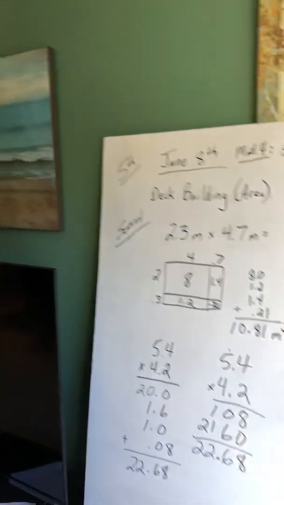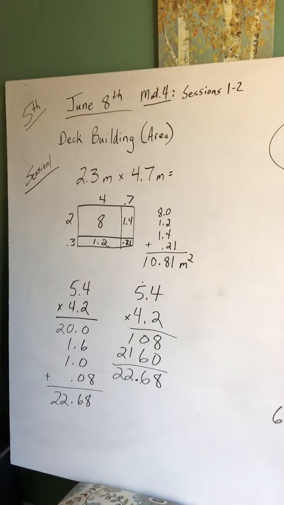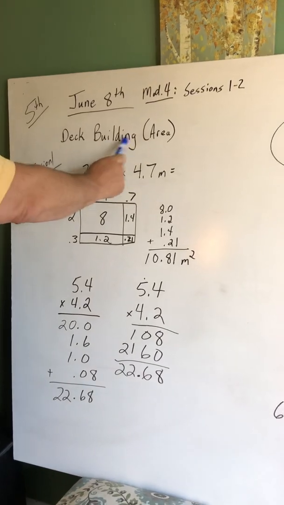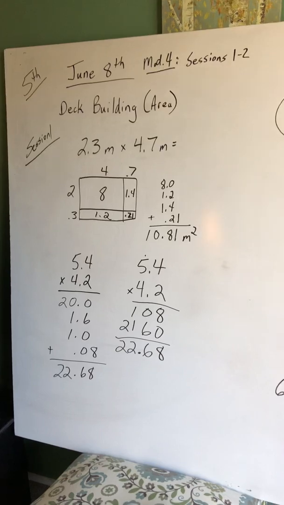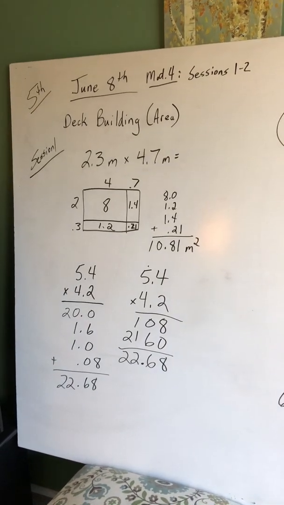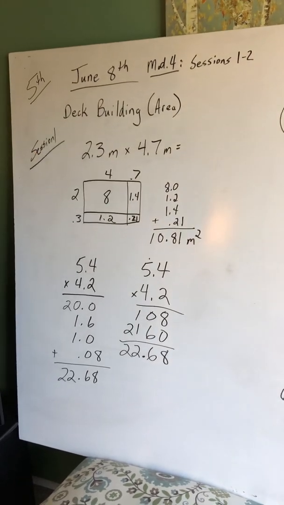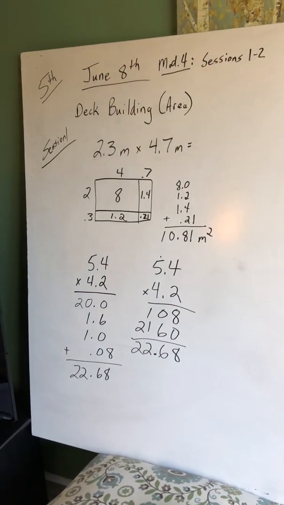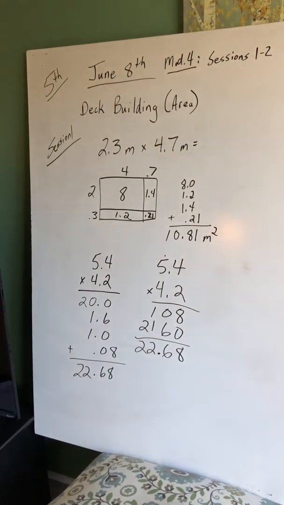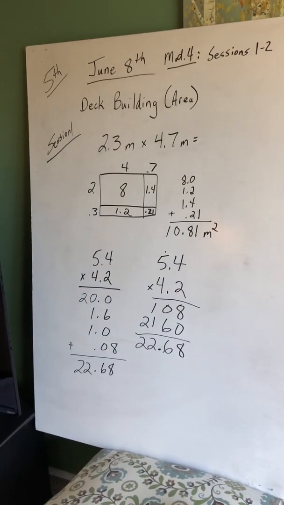All right. So let's look at June 8th. This is Module 4, Sessions 1 and 2. Session 1 is deck building, and they're pretty much talking about area. I don't know if they're going to throw any perimeter in there or not, but it looked mostly area. So if you have a deck 2.3 meters by 4.7 meters, they're asking you in different parts of the student book, you're going to use a lot of what you've learned, okay?